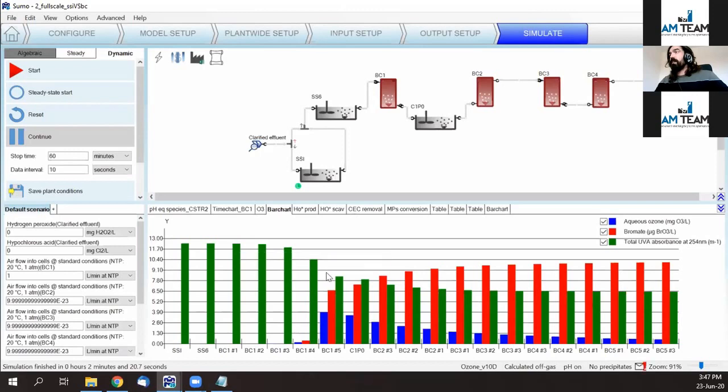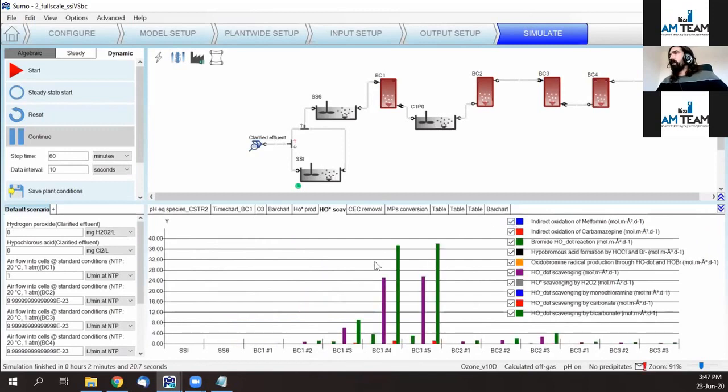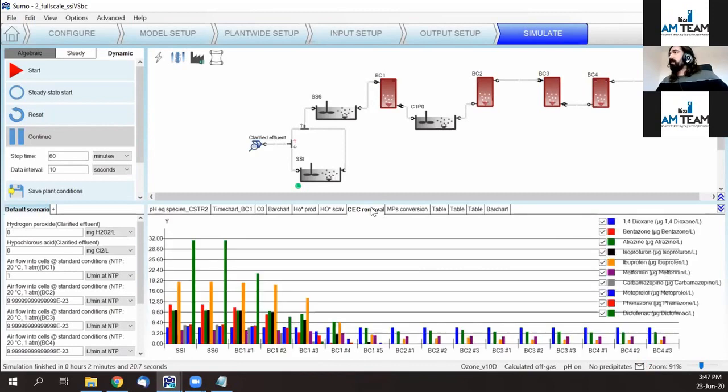So here we see that in the first section, at the bottom of the column, we have most of the depletion of the organics, and at the same time, the production of radicals. So in this exact position, we know how much radicals are produced by each of the main reactions responsible for this, and also what is mainly scavenging the radicals, and what is, along the train, the concentration of our micropollutants. Here is an example of about 10 of them.